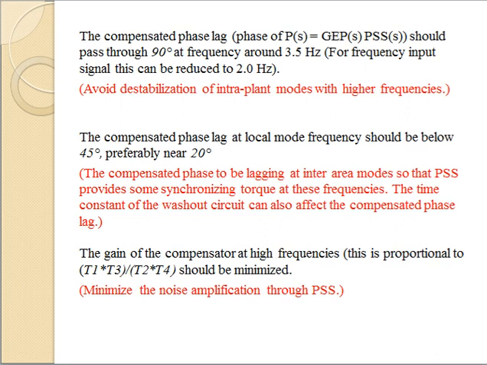In part 1 we have already understood there are different types of oscillations present in the system. Out of that, if you don't do this, there might be some destabilization of intraplant modes with higher frequencies. So just to avoid this is the condition. This is one of the standard operating procedures when you are dealing with power system stabilizers.